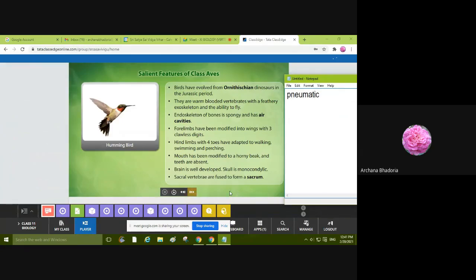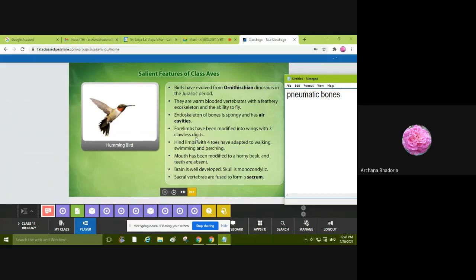Pneumatic bones. What is the meaning of pneumatic bones? Spongy bones. They are light and spongy bones and have air cavities. Why are they light and spongy? Because the bones have air cavities.